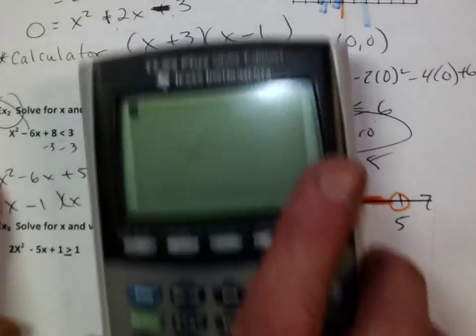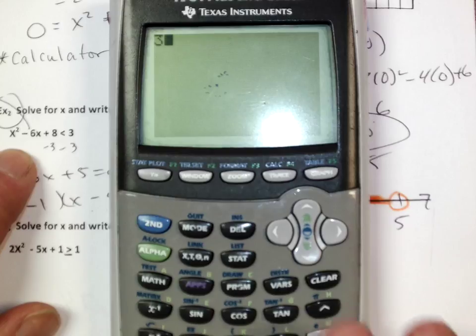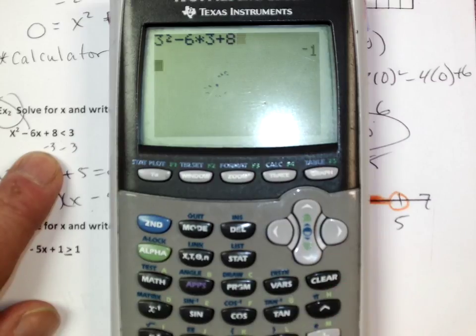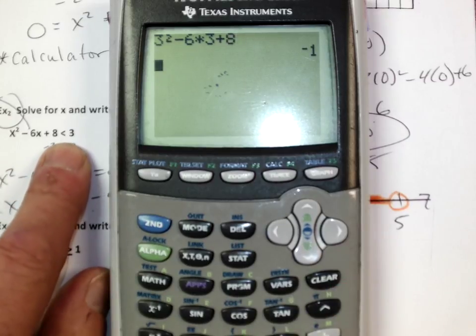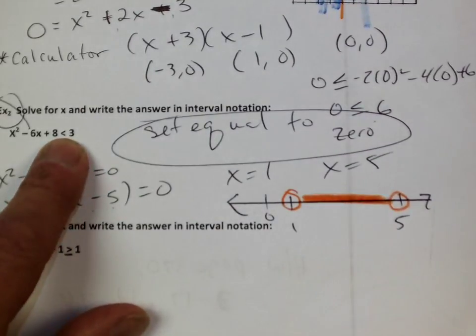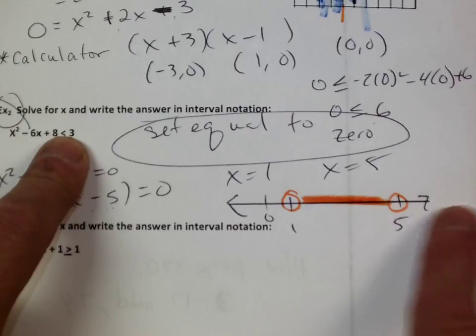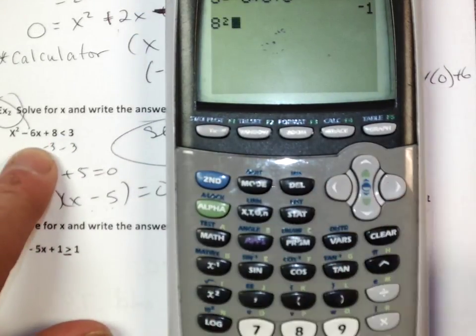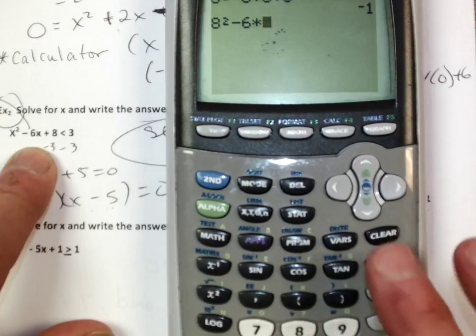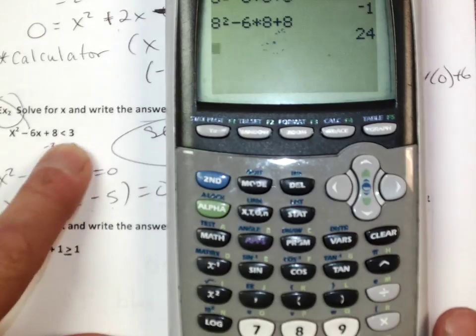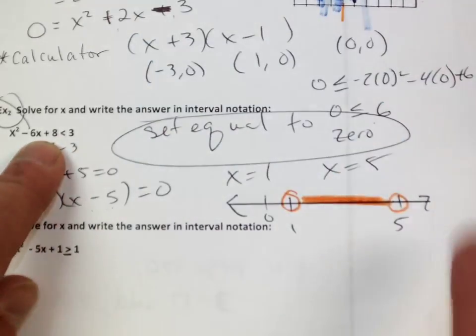So I'm going to use my calculator: 3 squared minus 6 times 3 plus 8, and I get -1. Is -1 less than 3? Yeah, so I have to shade this region, right? Okay, let's check this region. Give me a number in this region. 8. Let's test 8: 8 squared minus 6 times 8 plus 8, and I get an answer of 24. Is 24 less than 3? No. So don't shade this region, okay?